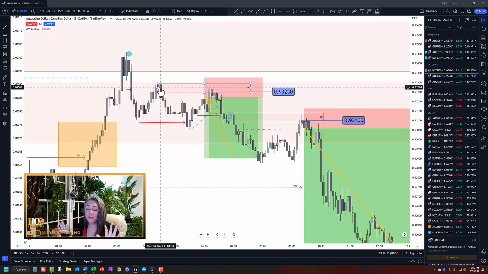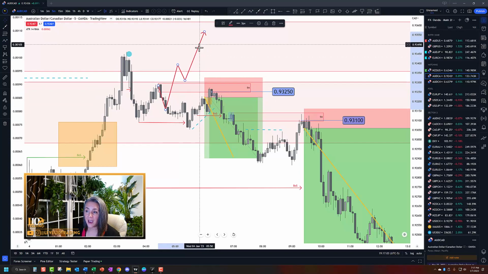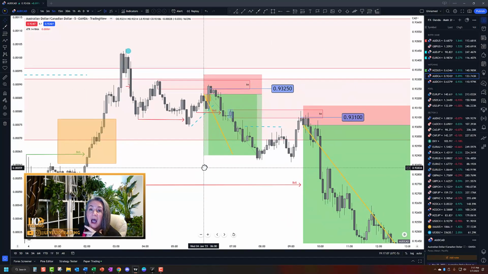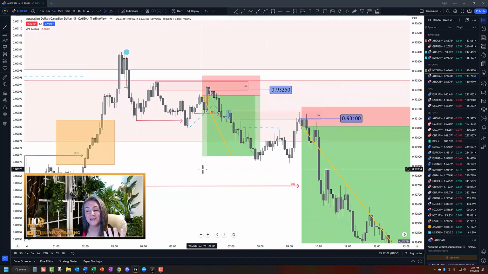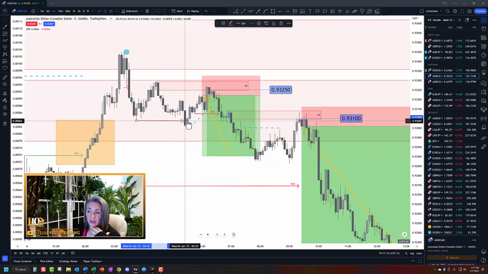At this point, I'm just watching because I have no idea if price is from that point going to push down and continue to the upside, or if price is going to go to the downside. I don't know, so I'm looking to see what price is showing me. But what I do see is that price pulls back, it breaks structure here to the downside, which is important. I like to see the break of structure.